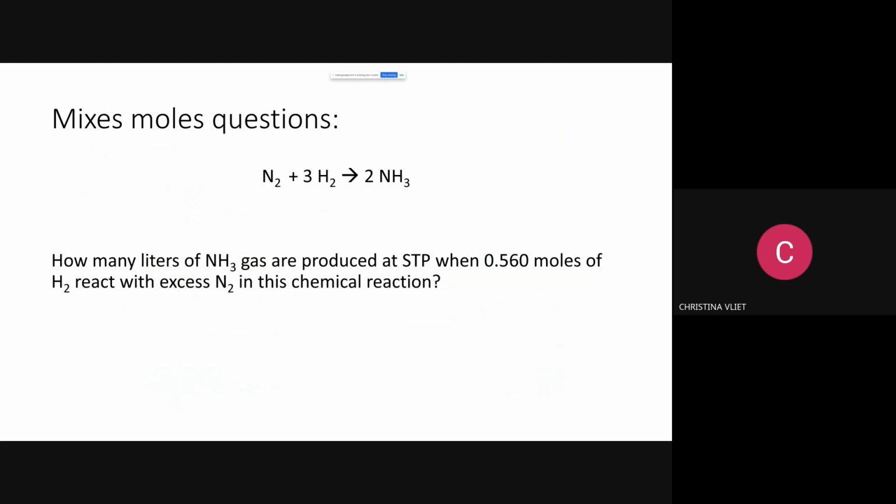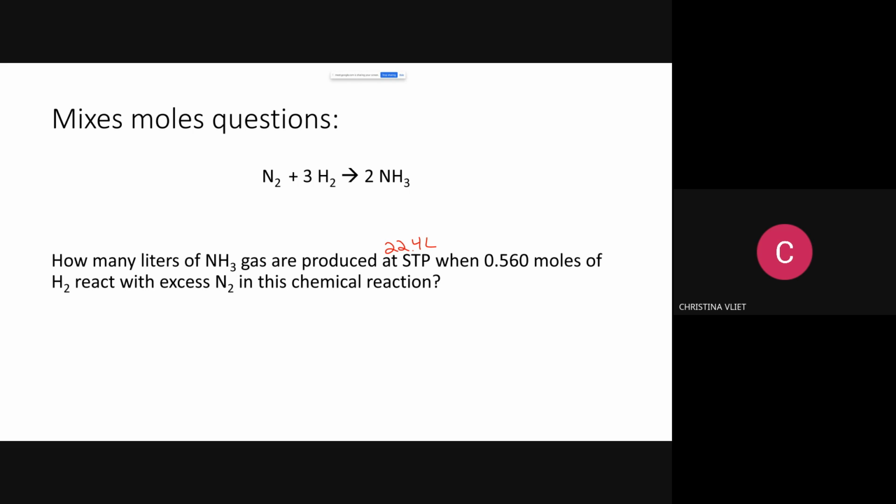Next 2-step question. All right, same balanced equation, but now we're being asked for something else and given something else. How many liters of NH3 are produced at STP? Should that STP abbreviation mean anything to us? Standard temperature and pressure. And it's our clue that we should be using this.